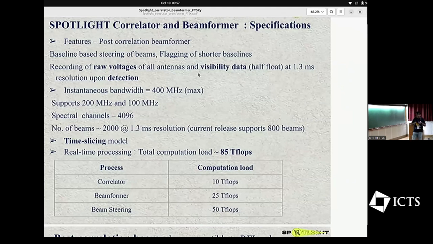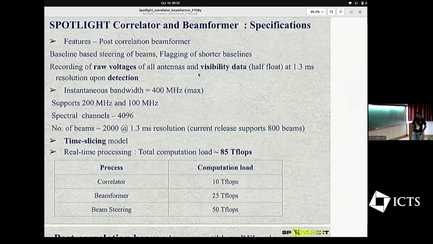And as I said, we are recording the raw data when we have a detection, and also the visibility data, which is at 1.3 millisecond time resolution. It covers the entire bandwidth, 400 megahertz. The current release supports 800 beams, and we are doing optimizations to increase it to 2000 beams. The correlator beamformer actually runs up to 800 beams.